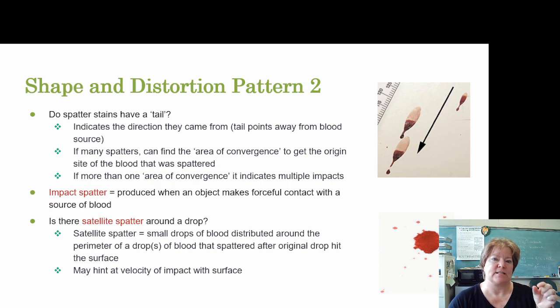Some people think it's pointing back towards the source. In fact, it's pointing away from the source. And that can help us if I now have several of these. I now know the direction that the blood was moving when it hit, and if I have several of these, I can get what we call an area of convergence. I can feed it back to say, oh, I know where the blood came from.